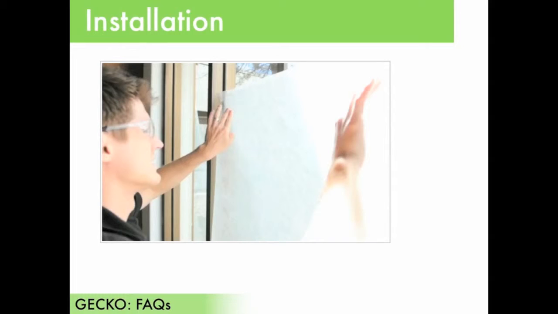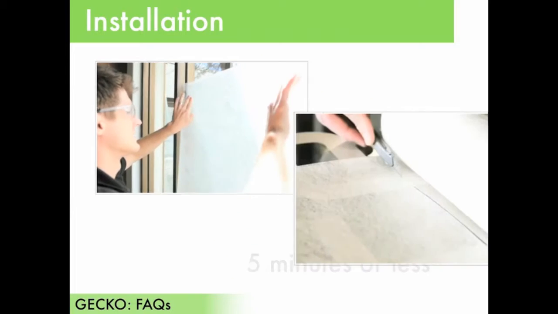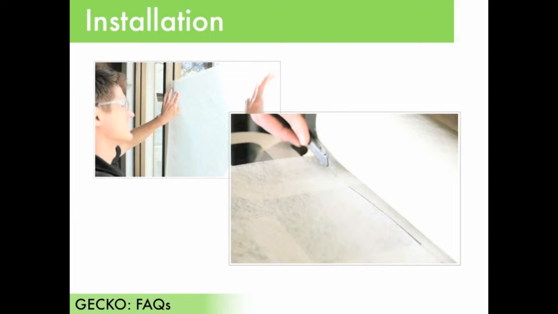How is Gecko installed? Gecko was developed to closely match the technique used for applying standard adhesive films, and it's extremely easy to install. If the material is pre-laser cut to size, it will take 5 minutes or less to prepare the glass and install a piece of Gecko. If the material is not pre-laser cut to size, it will take a couple of additional minutes to measure and cut.